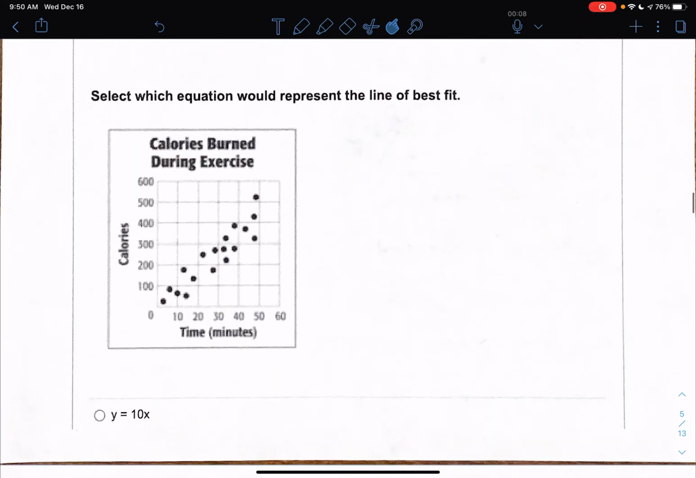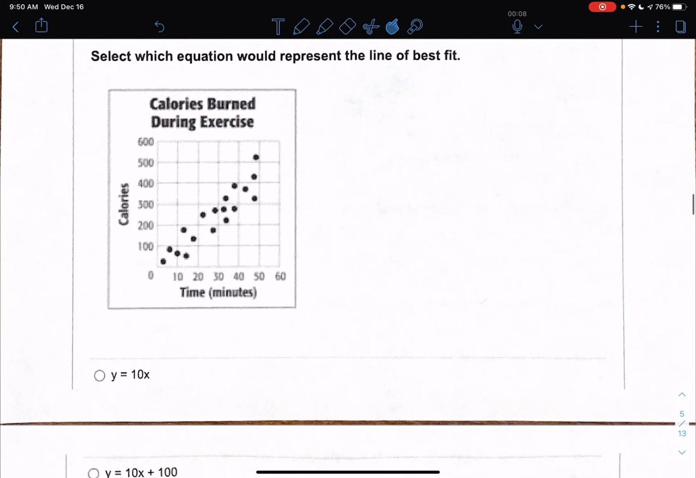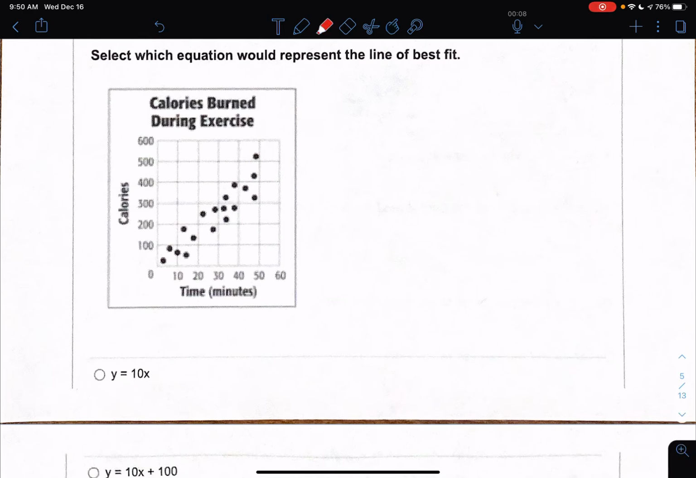Moving on. So this one says select which equation will represent the line of best fit. We always have to make sure we are looking at what our x values represent and what our y values represent, label and number wise as well, because if we were to use rise over run to find our slope, a lot of us tend to think that each unit or each square represents 1. According to this graph, it doesn't. It either represents 100 or it represents 10, depending on the x and the y axis. So we need to make sure we are looking at those numbers.